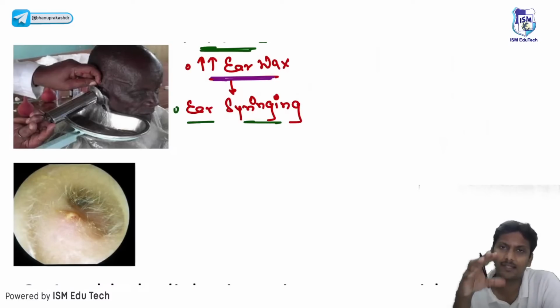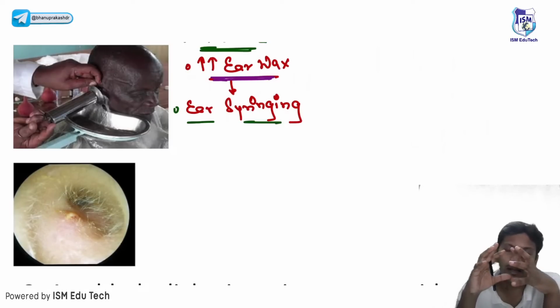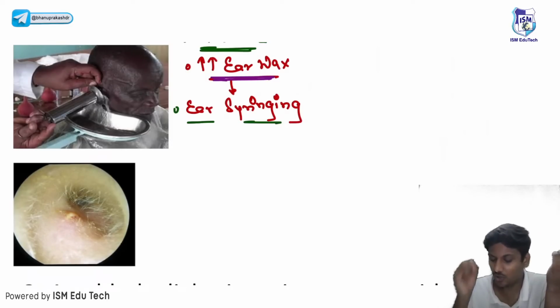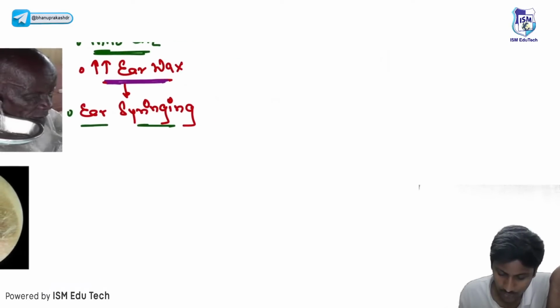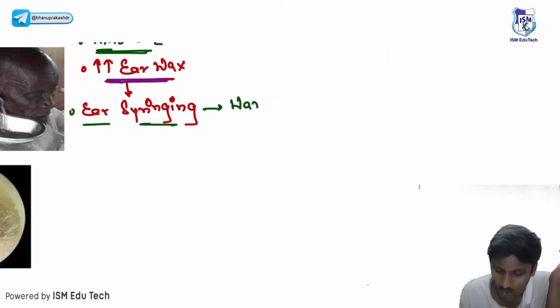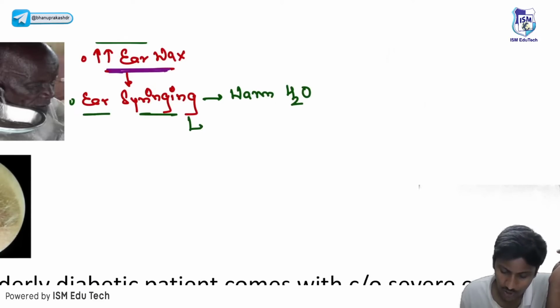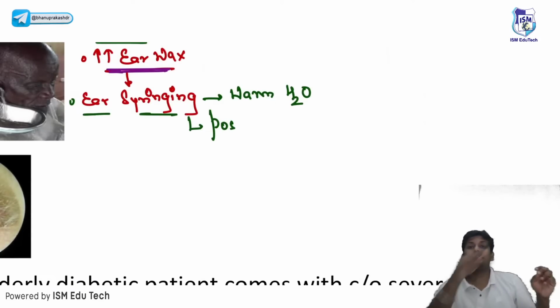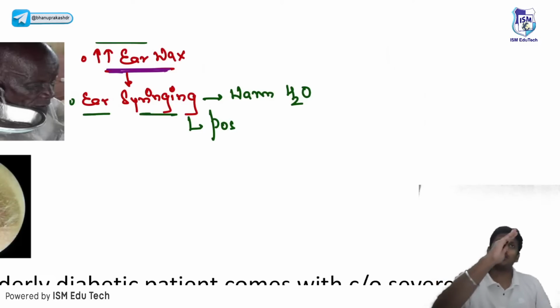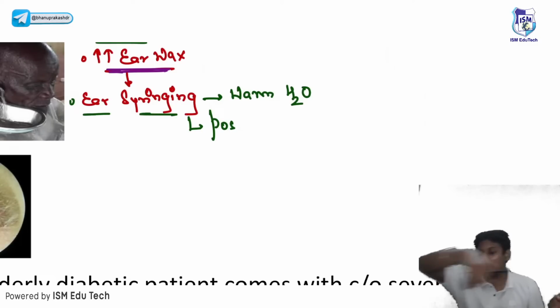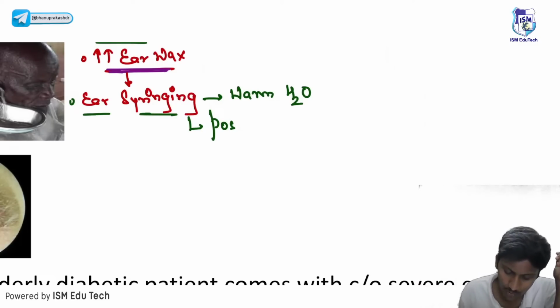You can also use a plastic syringe, but usually a larger one, 50 cc or a 60 cc syringe should be used. But the water that should be used, please remember, should be warm water, and the direction of ear syringing should be postero-superior. So the water will go behind the earwax and it will pull out the earwax. So the direction should be postero-superior.